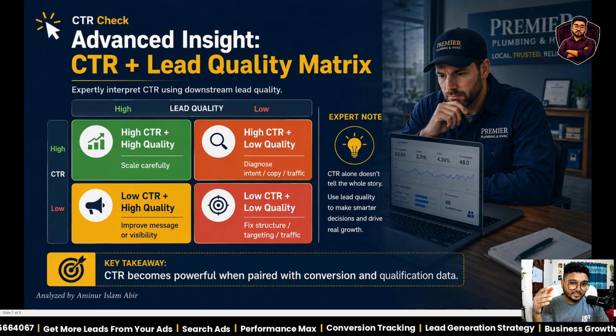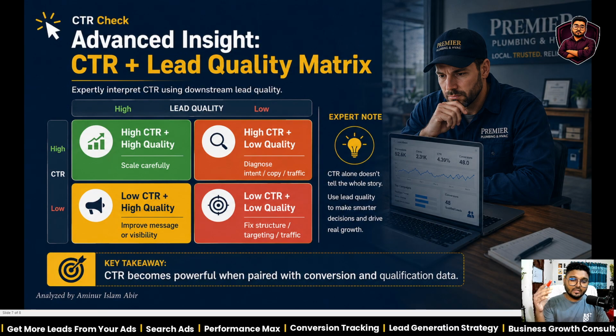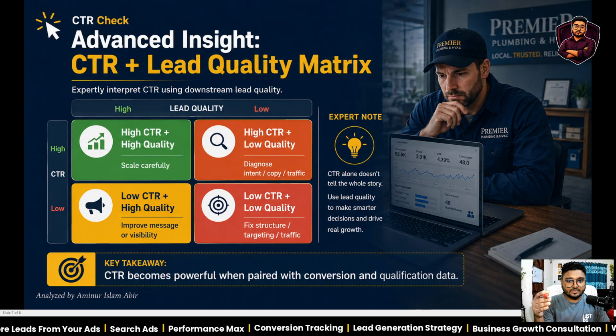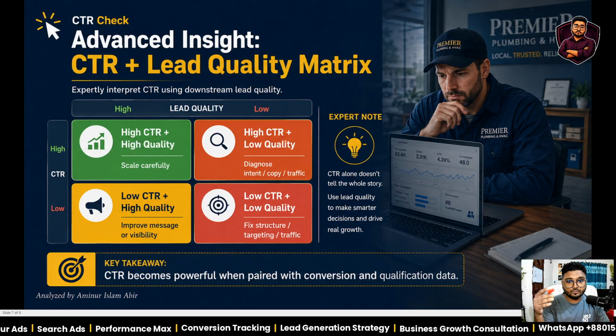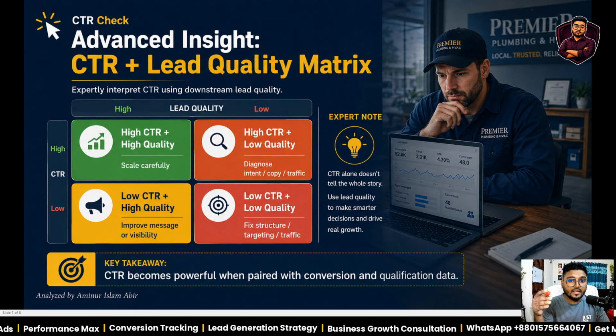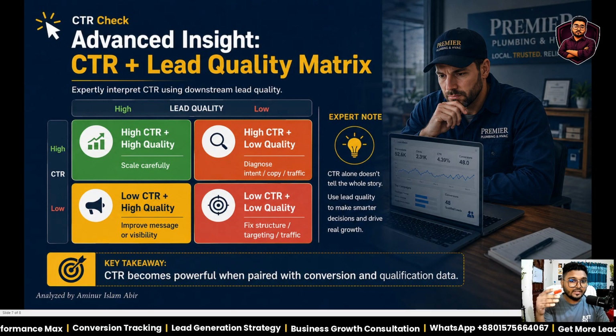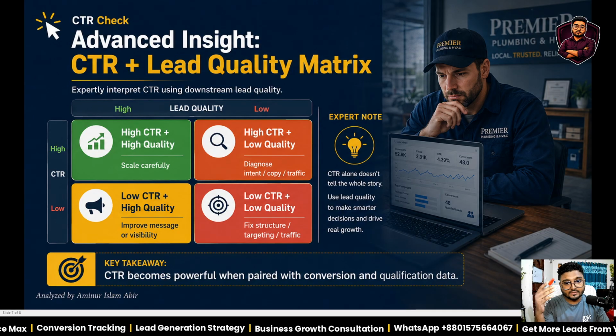High CTR plus low lead quality. The ad attracts clicks but may attract the wrong type of click. Possible causes include broad promises, price focused copy, irrelevant searches, weak lead checks, ad to landing page mismatch, and the action is review intent and exceptions.